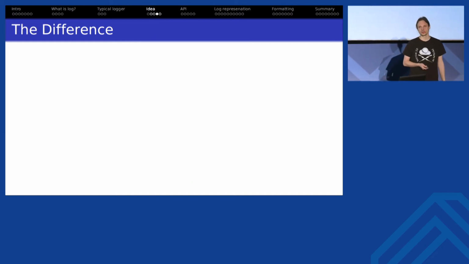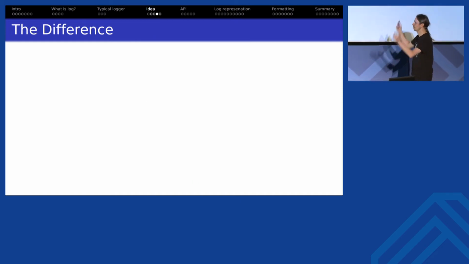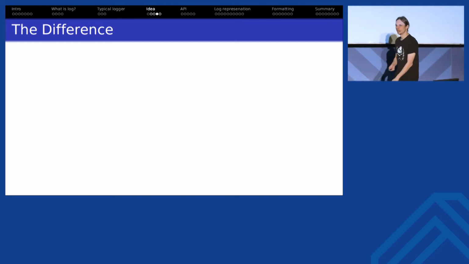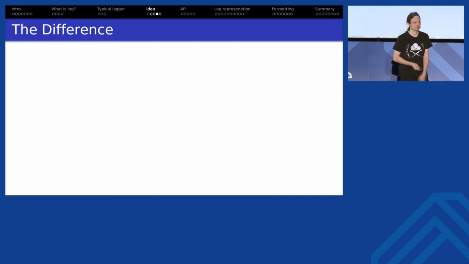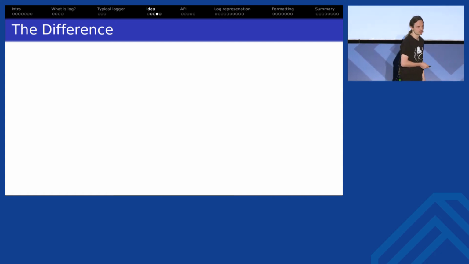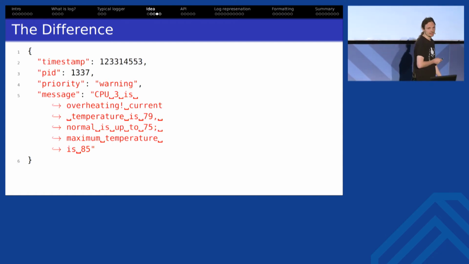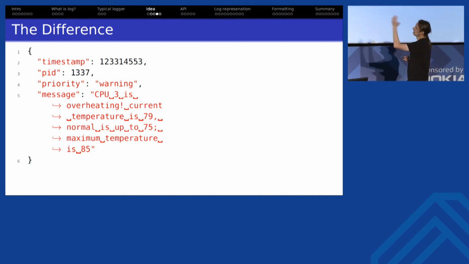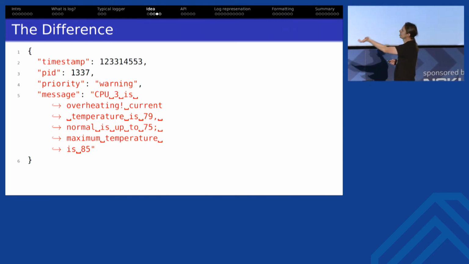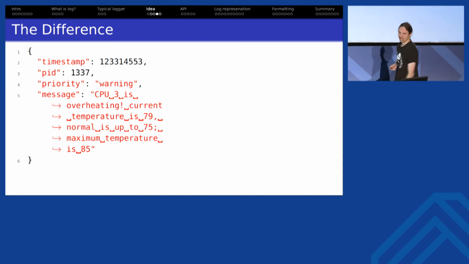Now, you might argue, okay, so I've just created a bunch of things and a bunch of theory around writing things to a JSON file, right? My logger can also write to a JSON file. Pretty much every logger out there can write to a JSON file, but there actually is a difference. Most loggers will give you a JSON which will look something like this. Some regular fields at the beginning and then the message: CPU 3 is overheating, current temperature is, normal is, maximum temperature is, and that's it.